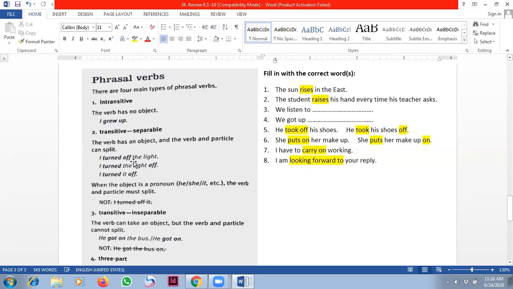I turned off the light. You cannot say I turned off. I turned off what? So this is transitive. It means it needs an object. I turn the light off. Not just I turn off.